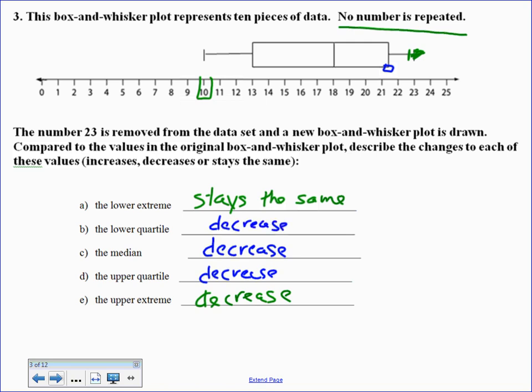decrease. Because remember, we find the quartiles by putting all the values in order. The median is that middle number. So if we take the top number away, then the middle number will be shifted down slightly. We don't know how much with the data set, but we do know it's going to decrease because no number is repeated.